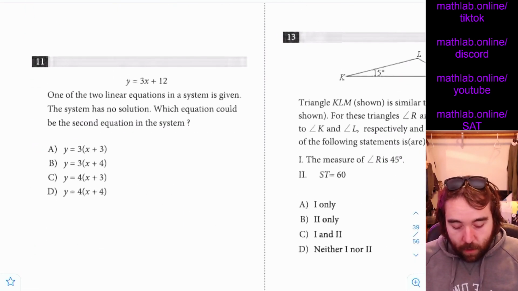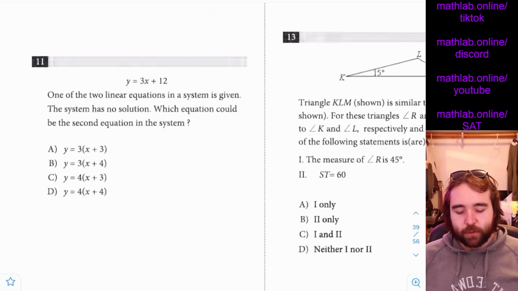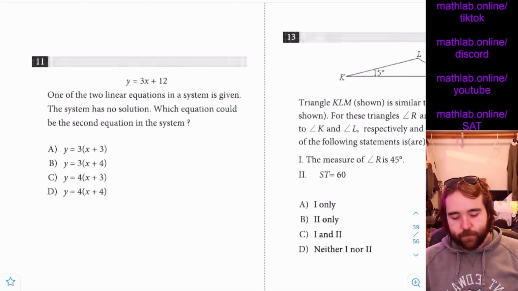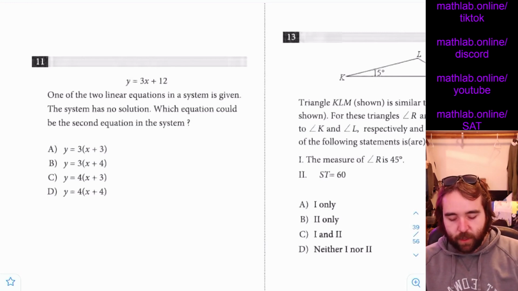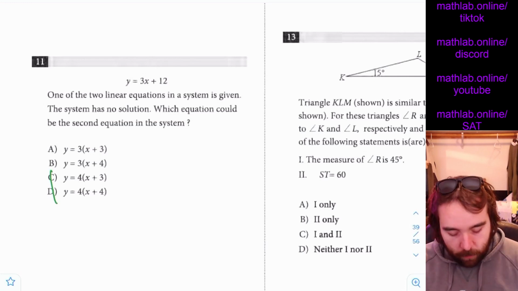Okay. The system has no solution. Ooh, we had one of these last time. Which of the other ones could be the second equation? So no solution. So when they're writing it like this, if it's got no solution, we know they need to be the same slope. So we know it needs to have a slope of 3. C and D have a slope of 4. If they have different slopes, then they intersect once. So, and then look at B.